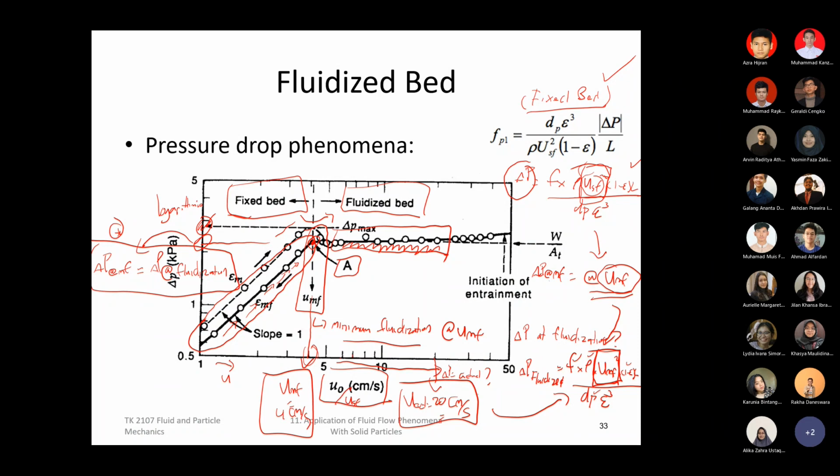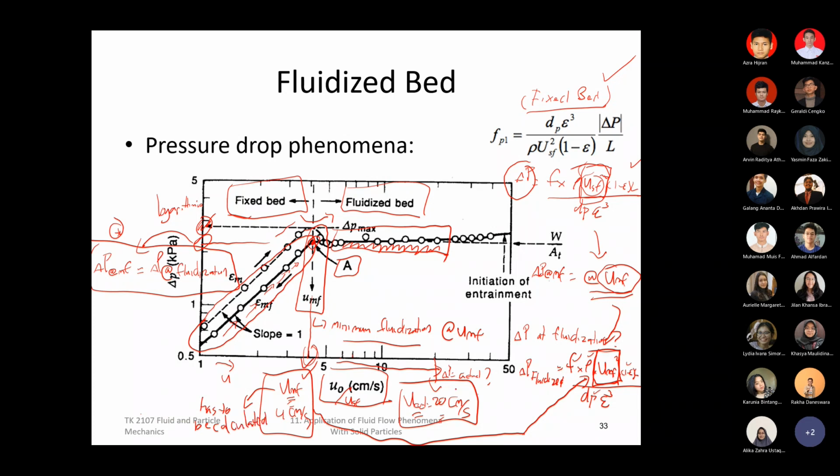So even though you're working at 20 centimeter per second, to calculate the pressure drop, you still use the UMF over here. So don't use the 20 centimeter per second, but instead use the UMF for that particle size. The thing is, if you're really working in a lab or in an experiment, what you can measure is this actual velocity. You cannot measure the minimum fluidization directly. So maybe the UMF has to be calculated. That's why it's important for you to calculate.